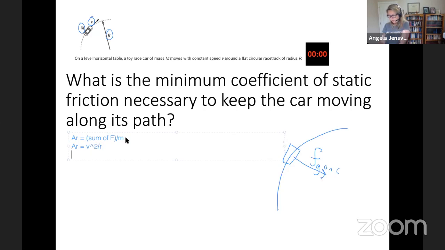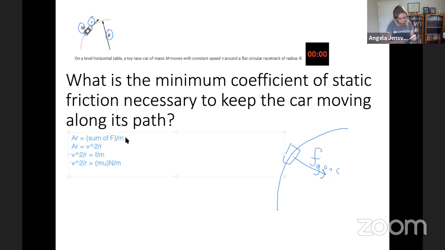We also know radial acceleration is v squared over r, right? So if we plug that in, we'll get v squared over r is equal to the sum of forces, which is just friction, right? F over m. Okay, so the friction is mu times normal, right? So v squared over r equals mu normal over m. Okay, we're trying to find the coefficient of static friction.